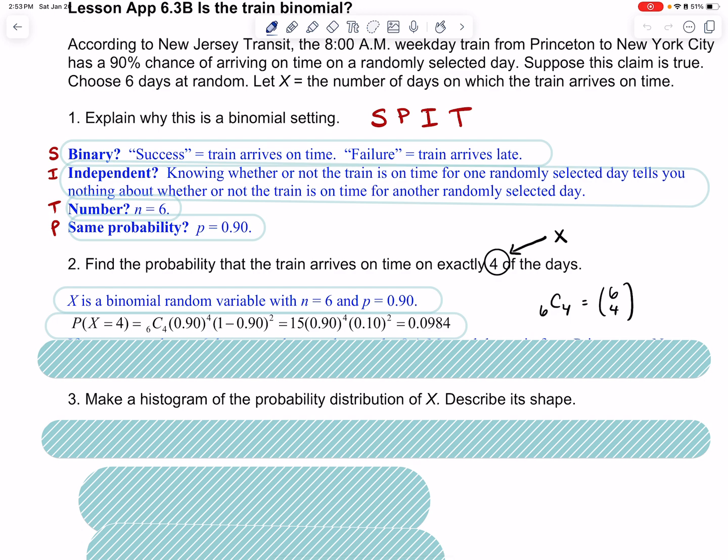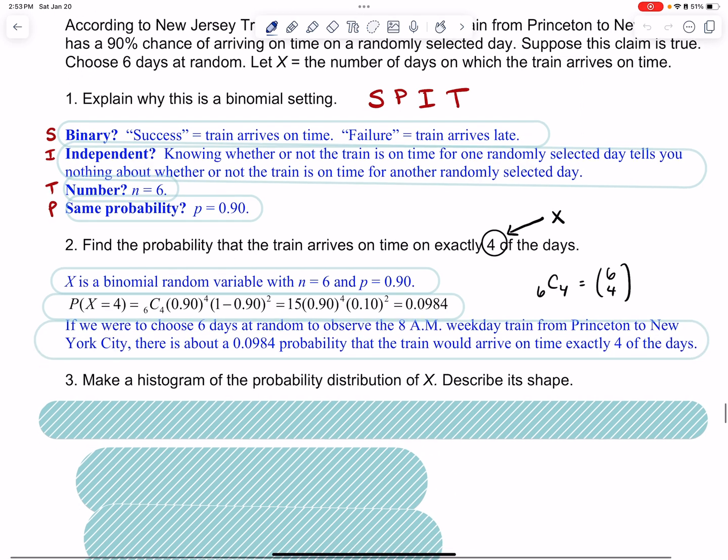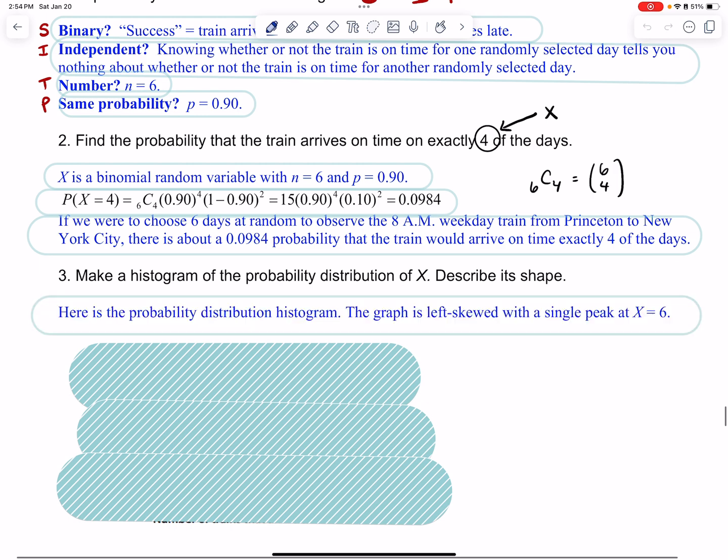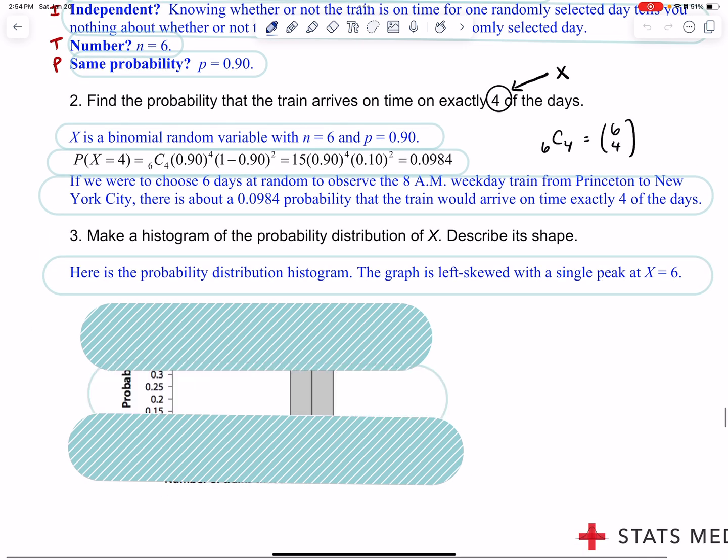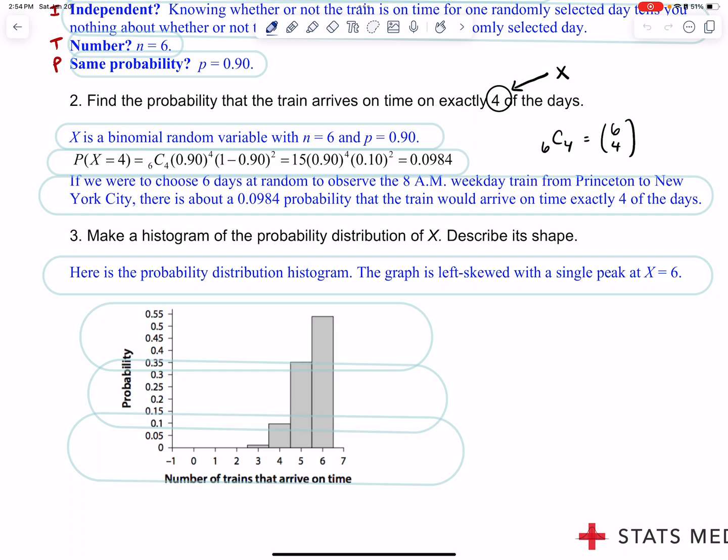So here's my formula written out. 6 choose 4, 90% means on time 4 days, late 2 days. And that is going to be 0.0984. And if I made a histogram, here's my histogram. And remember, the way that I just showed you on the previous example, you can either make a histogram on the calculator or do the histogram by hand. Of course, I would do the binomial PDF first to be able to see what the values were.